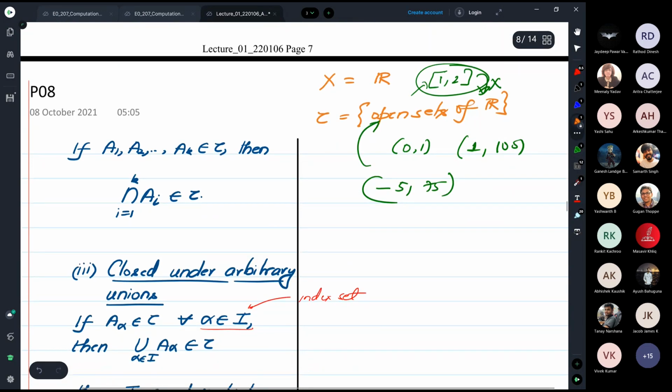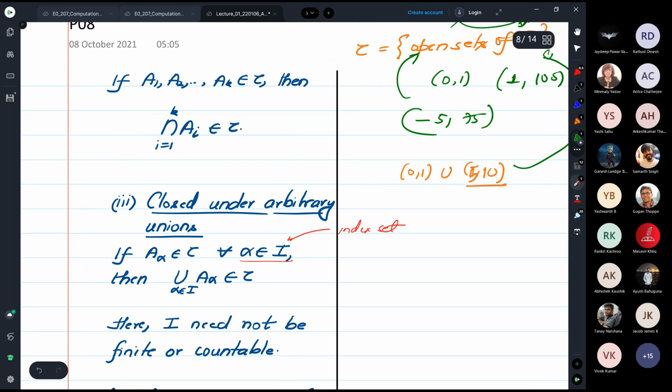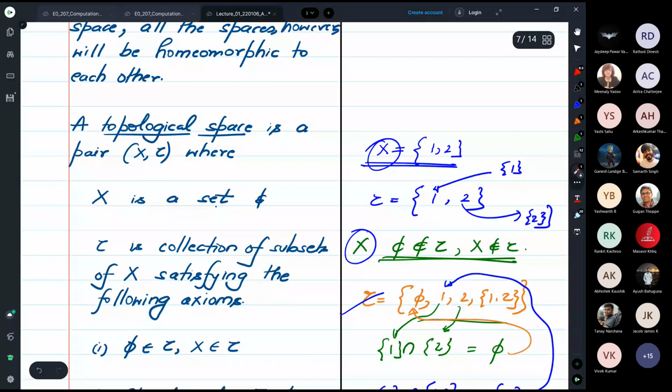It can also include unions of intervals, like (0, 1) union (5, 10). So this is a union of intervals. By itself, it's not an interval, but it's a union of intervals, and this will also lie in this collection. In fact, it can include arbitrary unions, countable unions, and all possible unions you can have, and that union will also be present in this collection. Is this okay? So this was a slight digression, and I hope I gave you a very loose description of what I mean by a topological space.